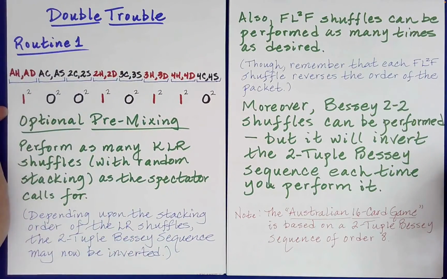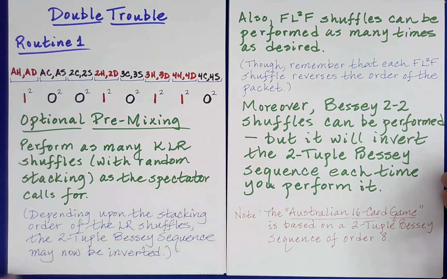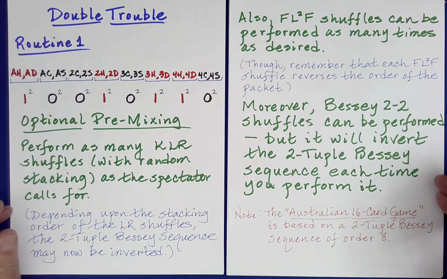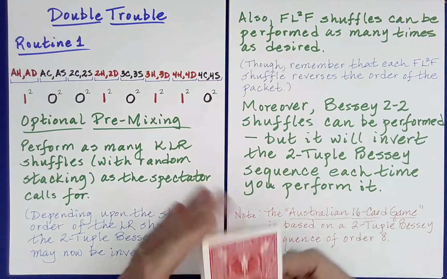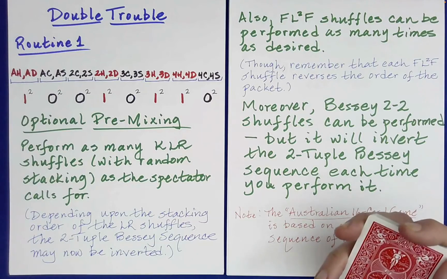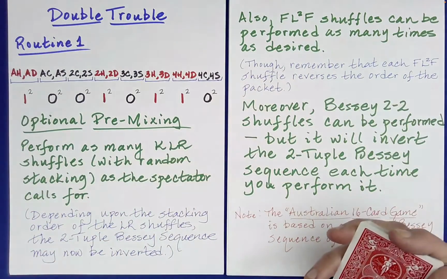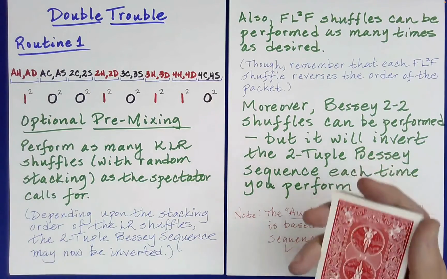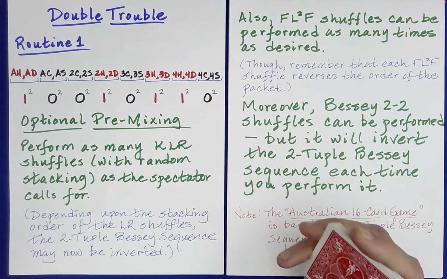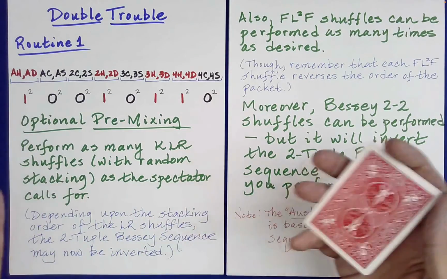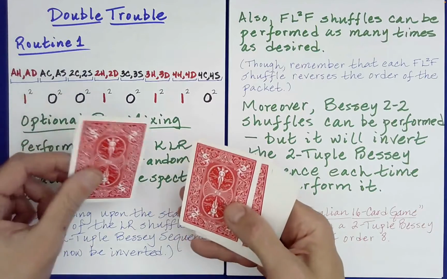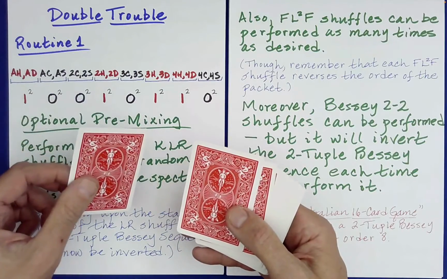Oh, also, with any packet structure that is invariant under packet reversals, you can always perform an FL squared F. A first shall be last, and a last shall be first. Now, each one of these will reverse the order of the cards, which of necessity also inverts the two-tuple Bessey sequence. And as I've said, that doesn't really matter. Okay, so how does that work?